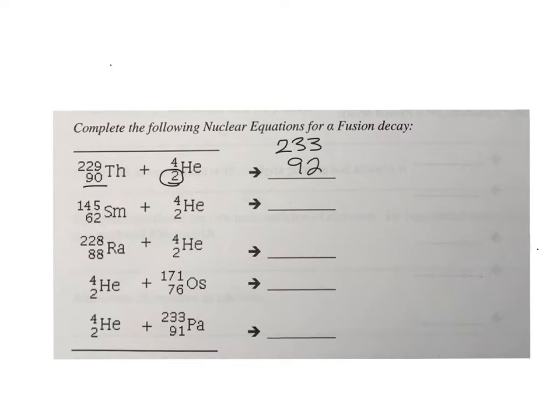Now use your periodic table to look up element number 92 and write its symbol on the right-hand side. So this is uranium-233. Hit pause, try the next one, and then hit play again to see if you got the right answer. So if you added samarium's mass of 145 plus helium's mass of 4, you would get 149. If you add 62 protons plus 2 protons, you get 64 protons, which gives you the isotope gadolinium-149. Try the rest on your own.